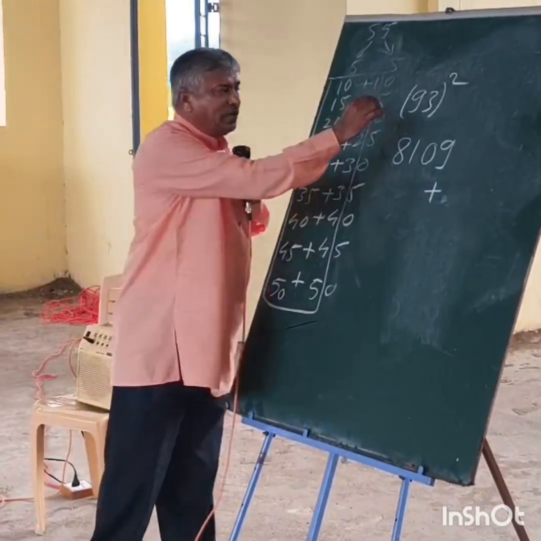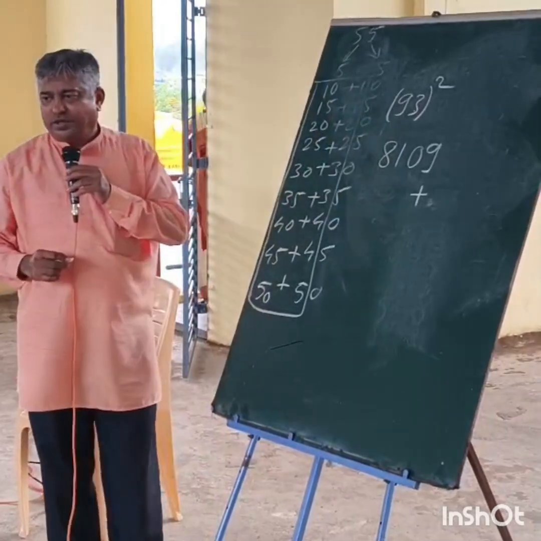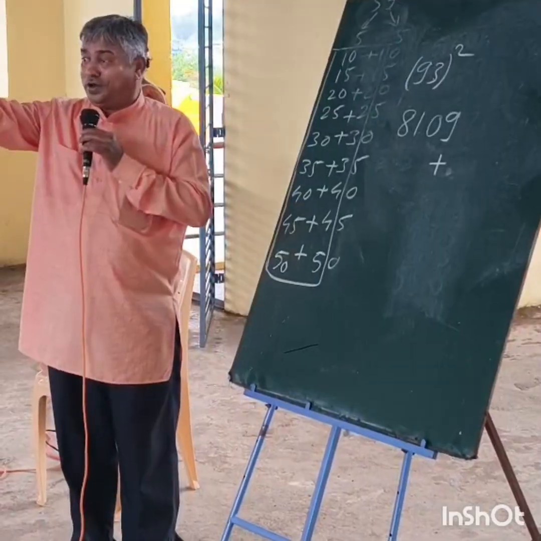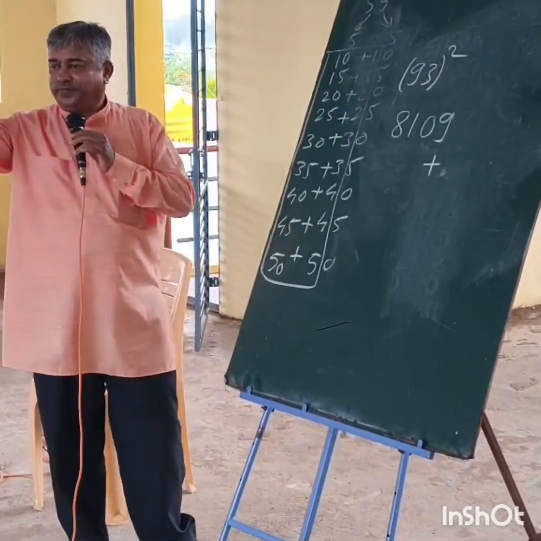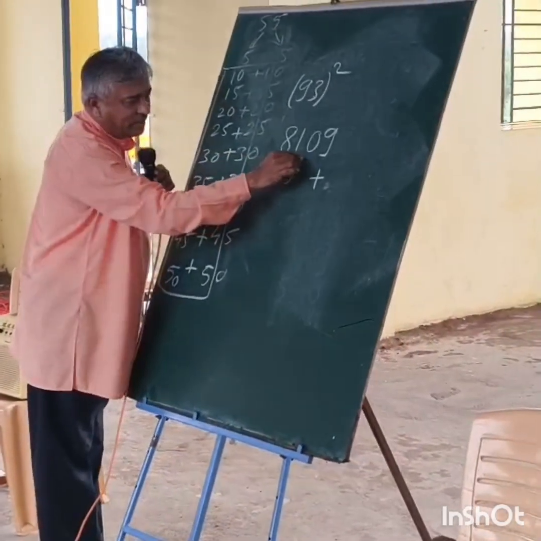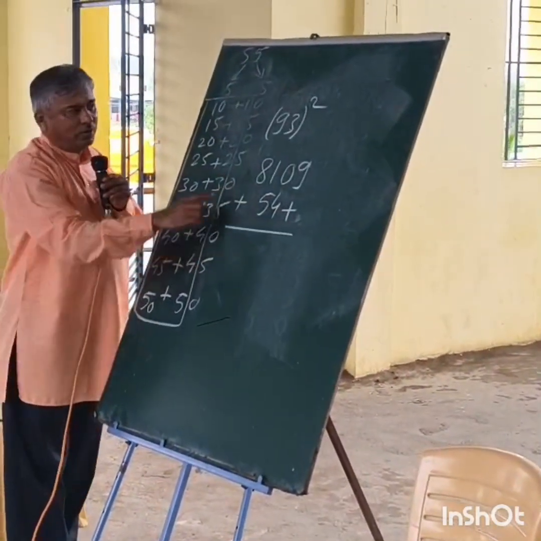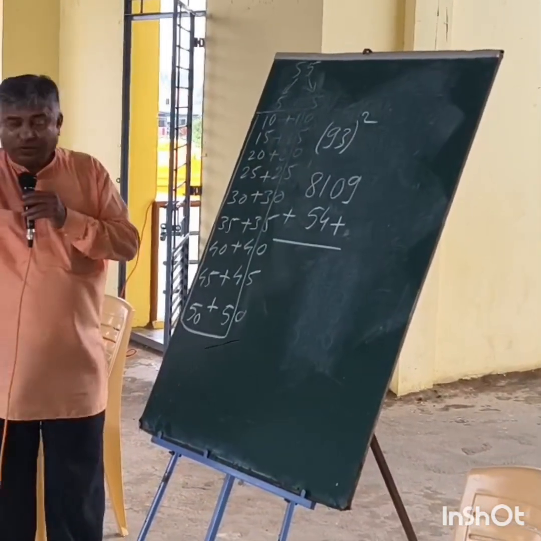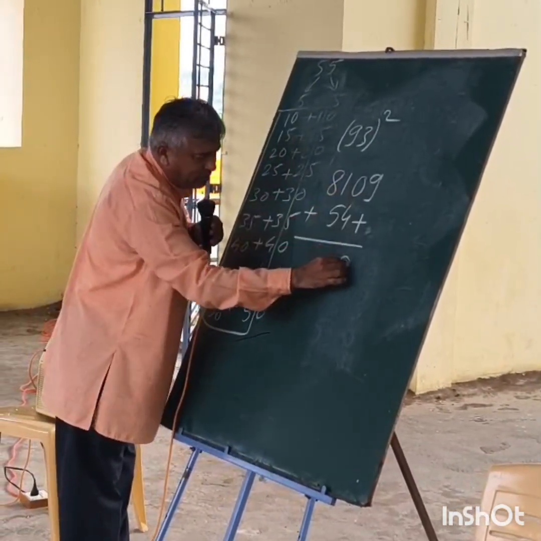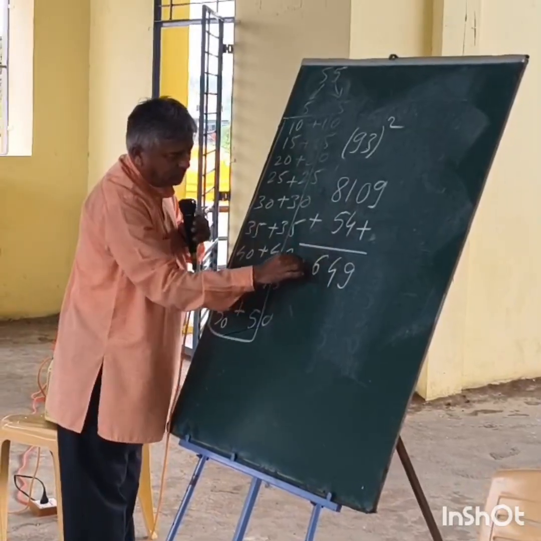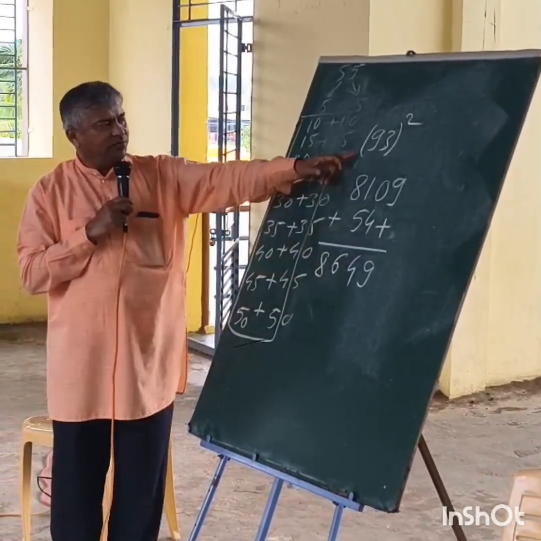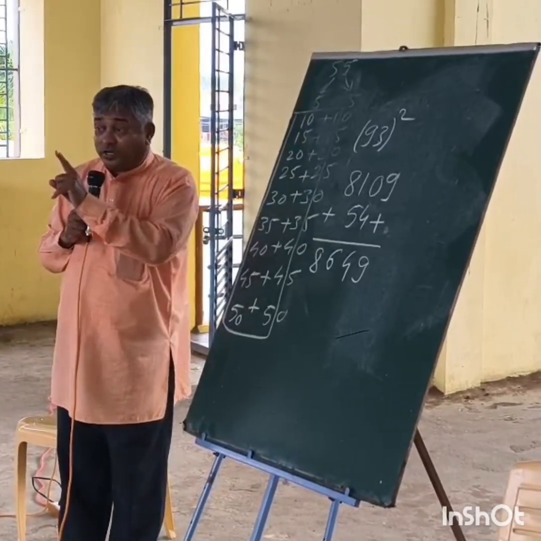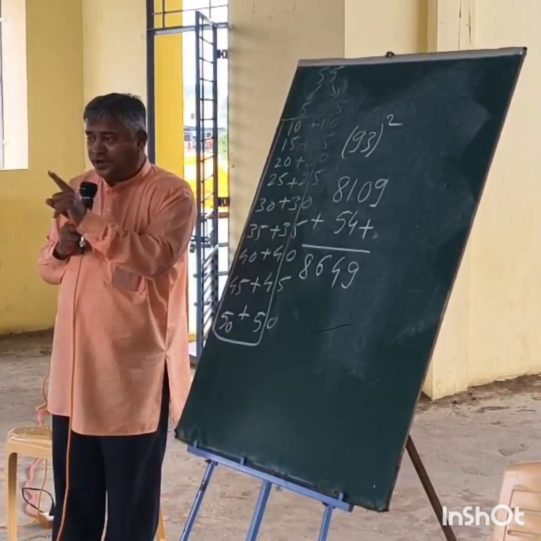Now do the multiplication of these two. 9 3s are 27. Take that double: 54. Now add this. Okay, this is the square of 93. Is it easy? Yes. Can you now do the square of 99?